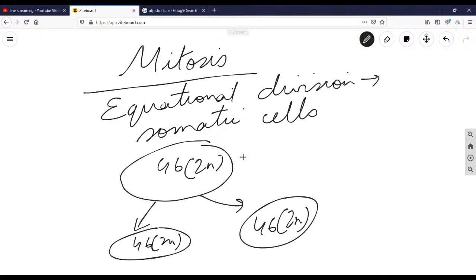Now you'll be wondering how 46 gives rise to 46 chromosomes. So what happens in the S phase is, just look at the S phase. We have 46 chromosomes.